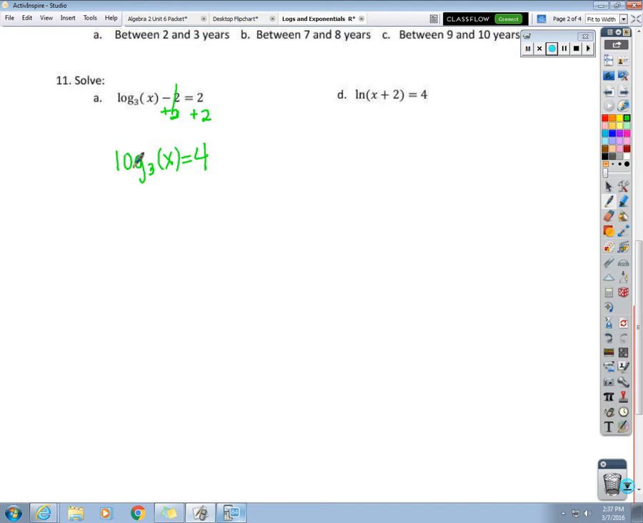This is not natural log, this is common log. So when we change it to exponential, it won't be base e, it'll be base 3 to the 4th power equals x. Y'all remember that? And what is 3 to the 4th power?